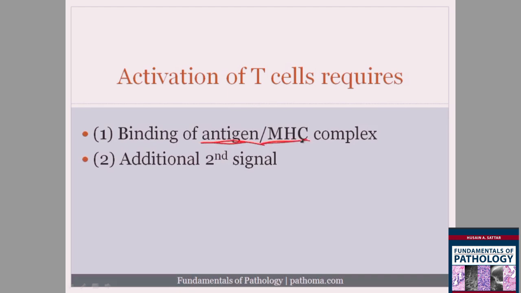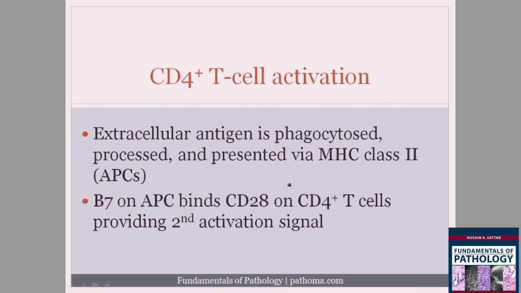However, once the T cell recognizes the antigen bound to the MHC complex, that's not sufficient for the T cell to be activated. It is going to require an additional second signal before the T cell will actually be allowed to become activated and then produce its function. And so let's talk about how T cells get activated, because that is important for examinations.